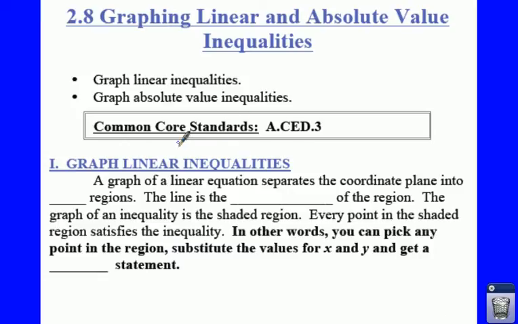When you are graphing linear inequalities, the graph of a linear equation separates a coordinate plane into two regions. You're going to have a region that is shaded, and a region that is not shaded. Your line is just called your boundary of the region. The graph of an inequality is your actual shaded region, so any point in your shaded region satisfies your inequality. In other words, when you try to figure out which way to shade, you need to substitute values in for x and y and get a true statement.